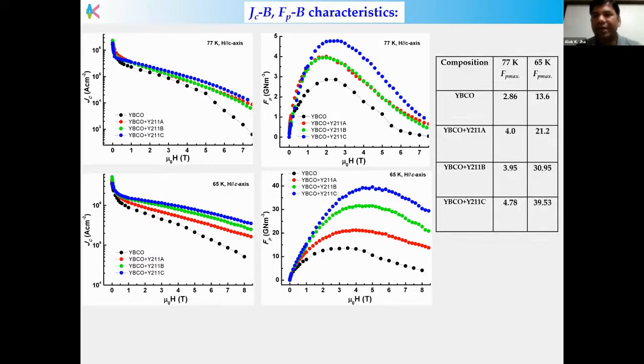We obtained the values of the pinning force density at 77K and 65K, and we see that in comparison to pristine films, these values have improved manyfold, more than threefold actually. It means that the Y211 nanoparticles are very effective in enhancing the in-field critical current density.